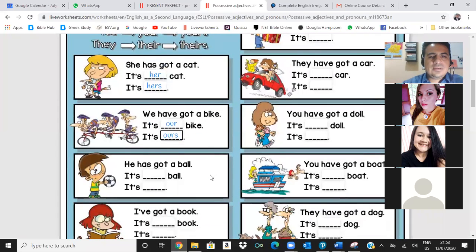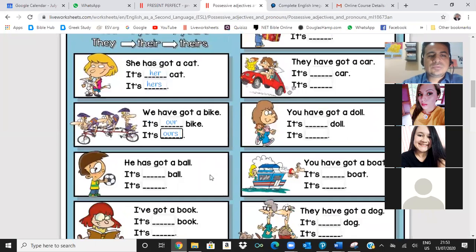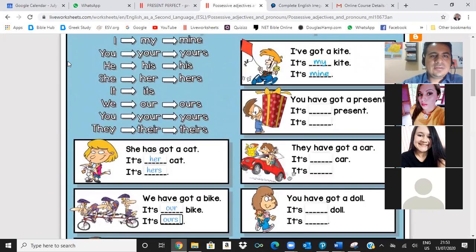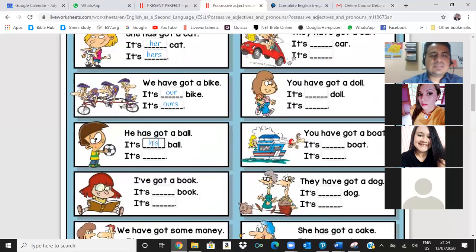Okay. Next one. He has got a ball. So, tengo que ir a he. ¿Cuál es el possessive adjective? His. En el possessive pronoun, no hay cambio. His. It's his ball. It's his.